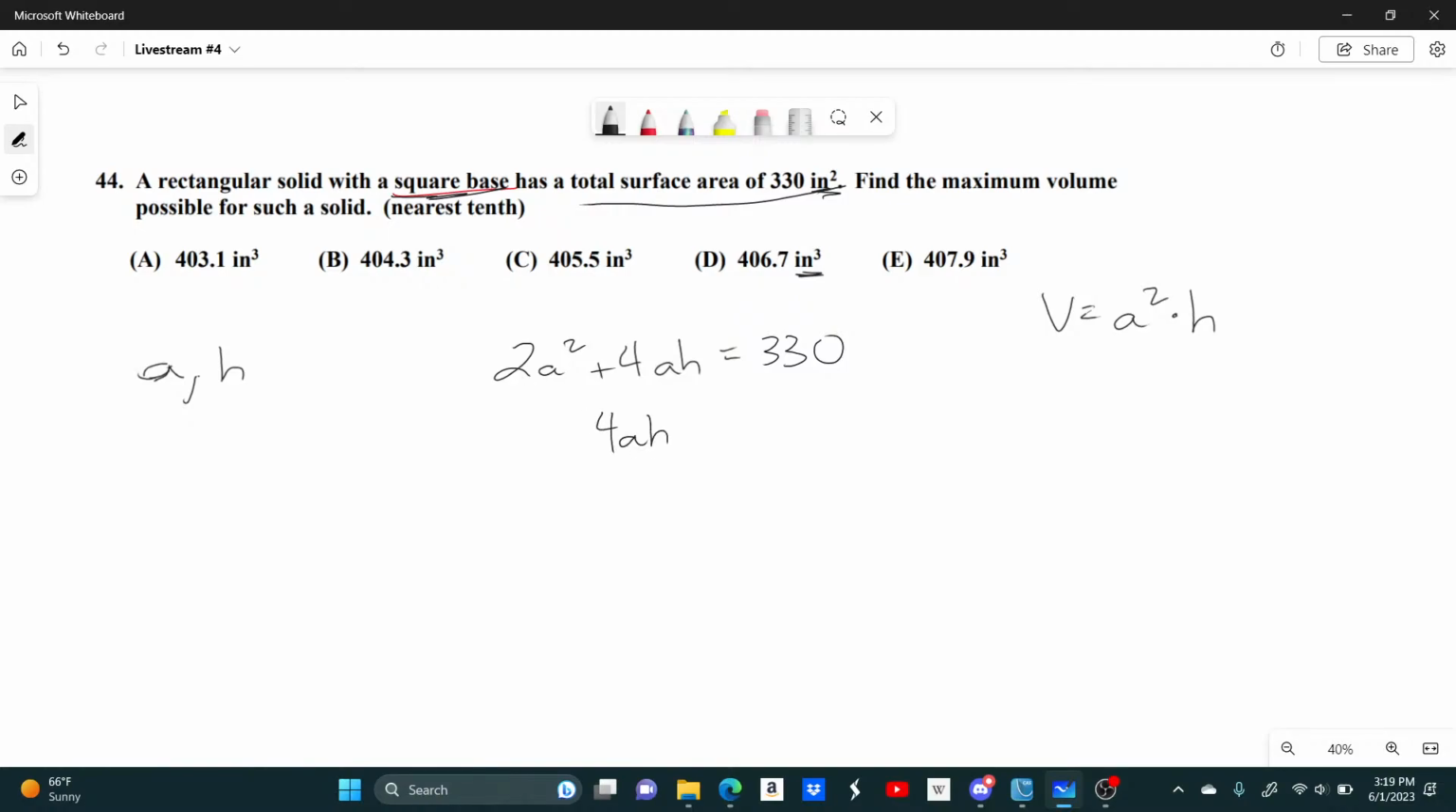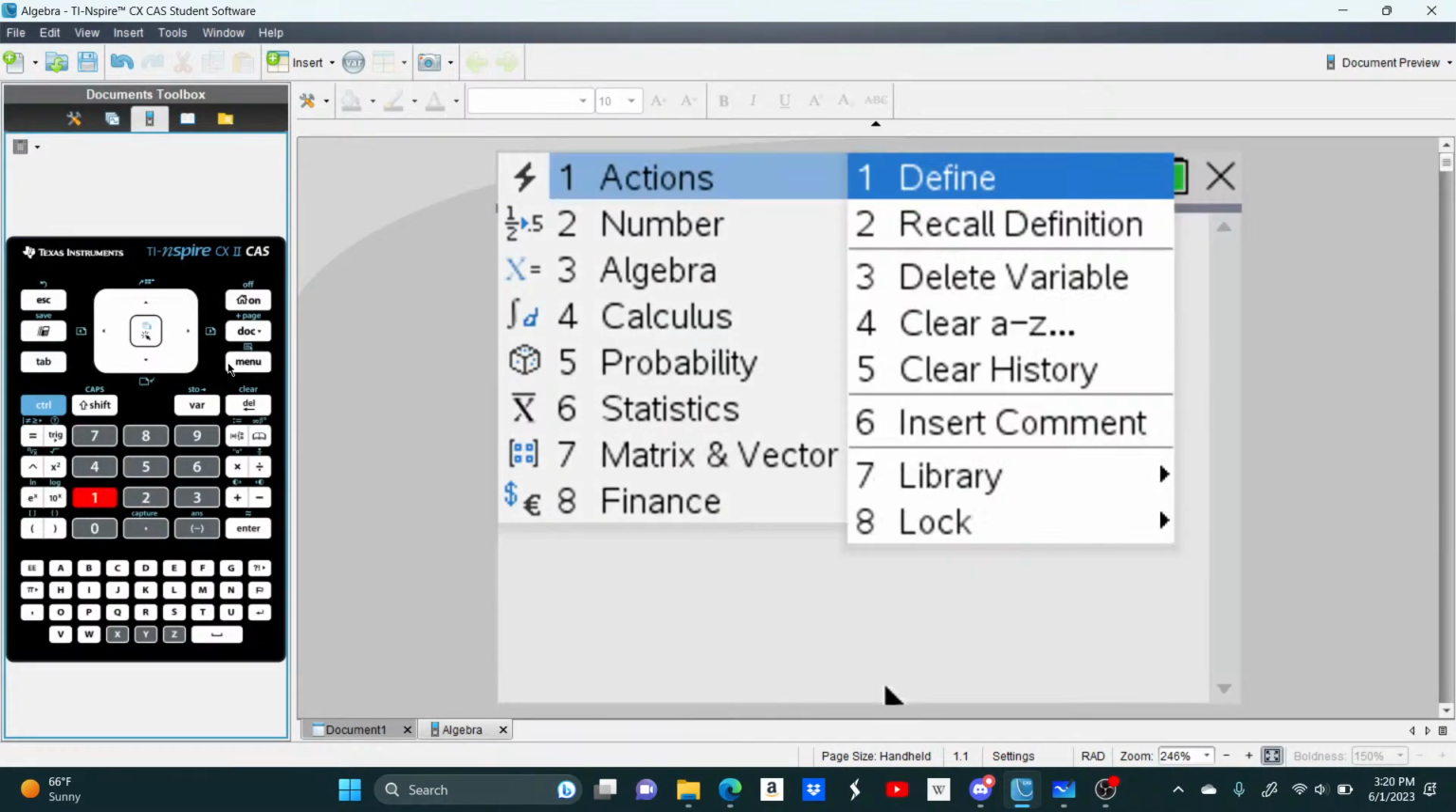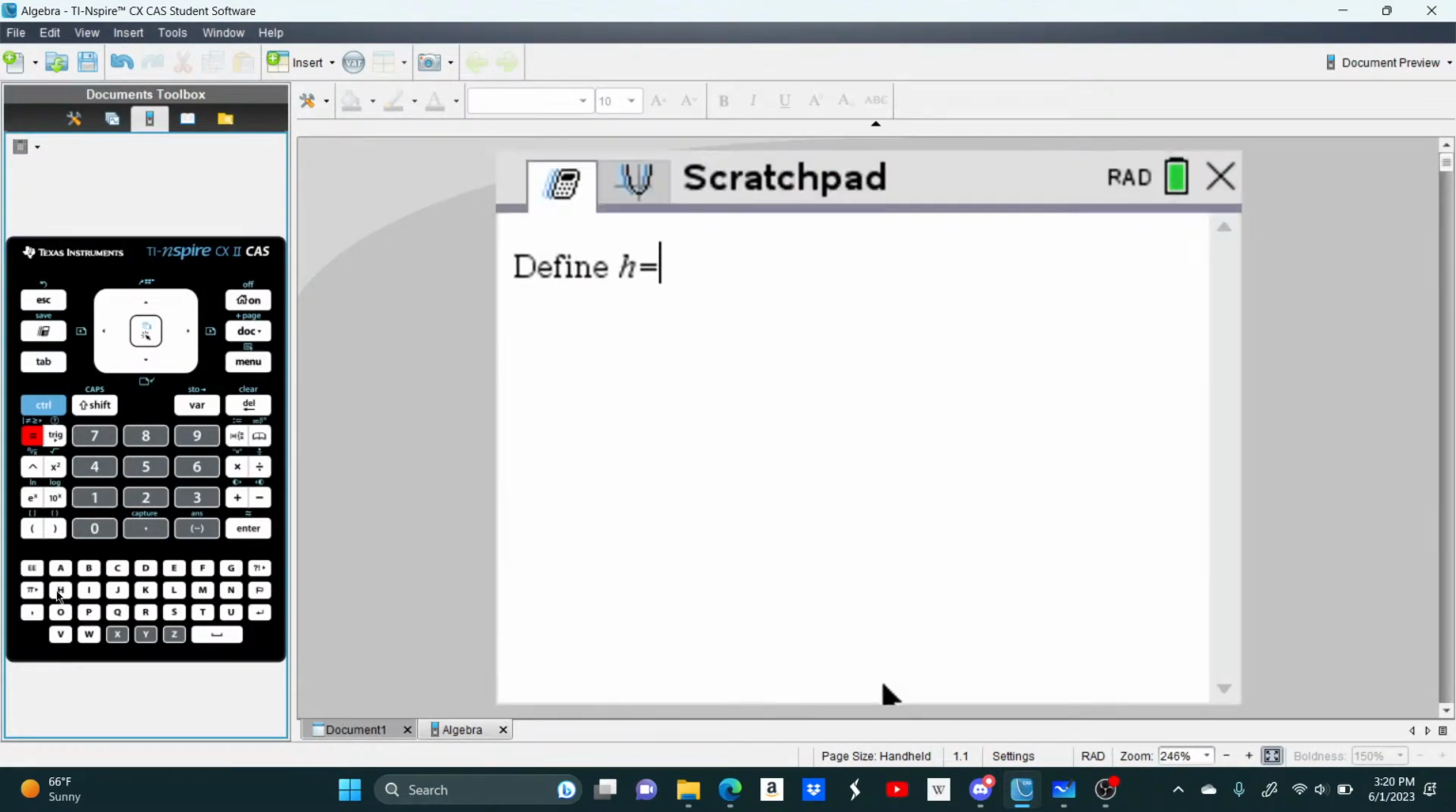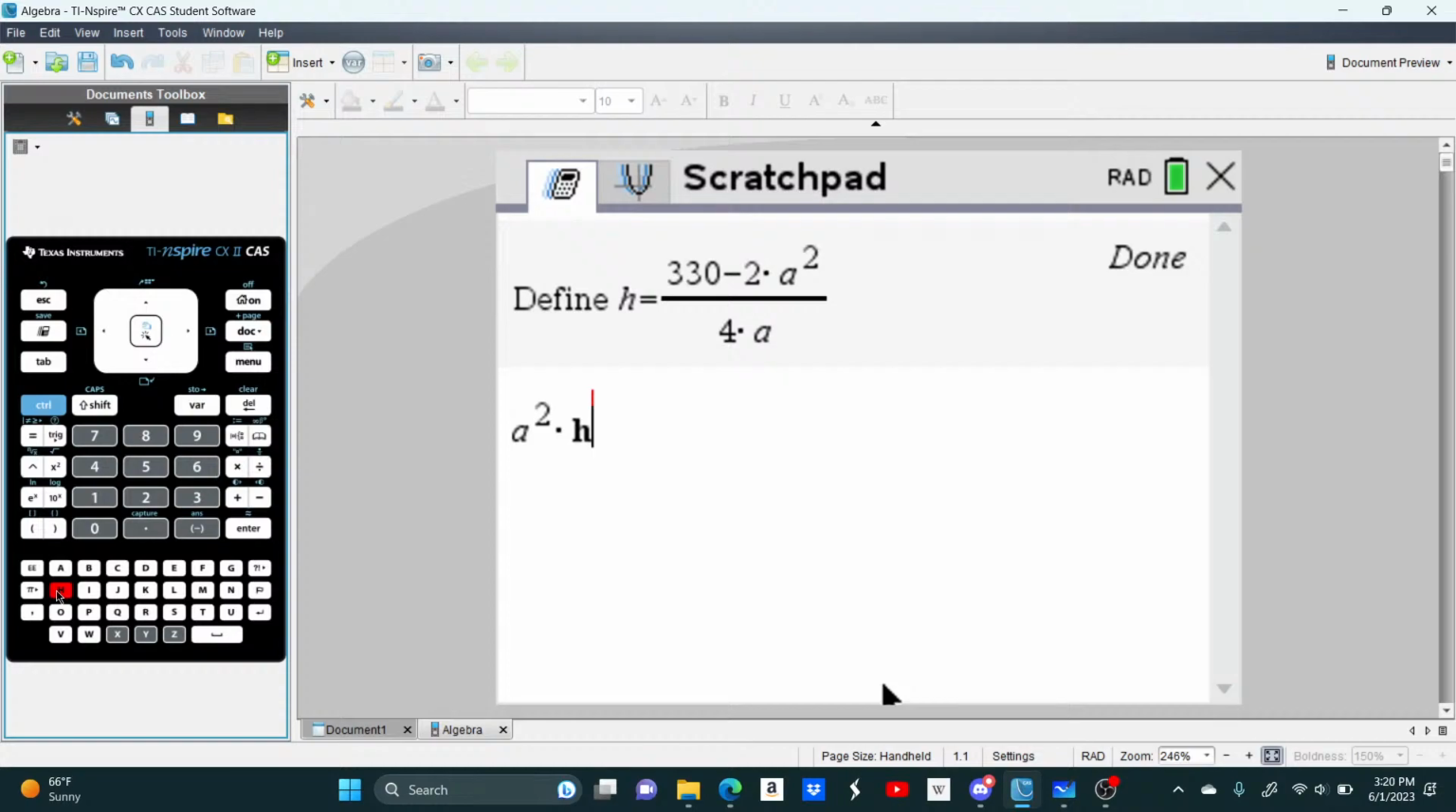So I'll say 4AH equals 330 minus 2A squared, which means that H equals 330 minus 2A squared over 4A. Nice. In fact, in my calculator, I might even define this just to make the math a little bit easier in the future. So x equals 330 minus 2A squared over 4A. There you go. So that means that the volume of your solid is going to be A squared times H, which now you see it's rearranged this way.